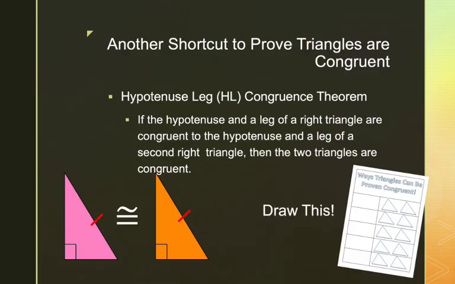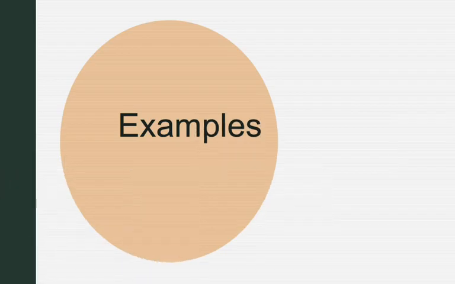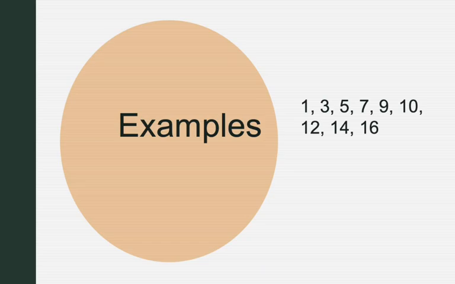Make sure you draw these in your note sheets. You have another place for your notes over here. Please put those in there. You might have to actually redraw some of the triangles, because make sure they're right triangles. All right, we're going to do some examples. We're going to do numbers 1, 3, 5, 7, 9, 10, 12, 14, and 16. So get out your assignment sheets, and let's get started on that.